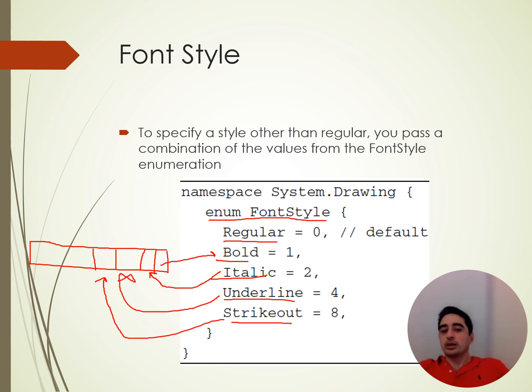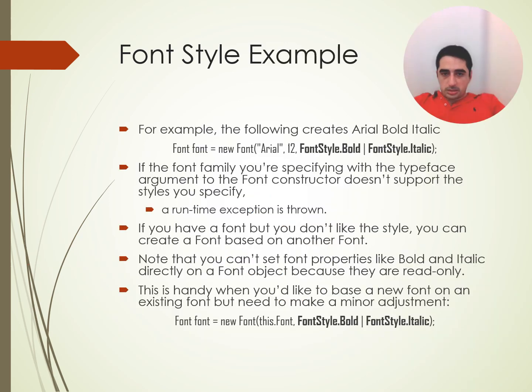If it's 1, it is a strikeout. If it's 0, then it's not a strikeout. Same as this bit. If this bit is say 1, it's going to be underlined. So if I have 1 here, 0 here, 1 here, and 0 here, that means this is a bold underline font. Here is how you can create a new font with a certain style.